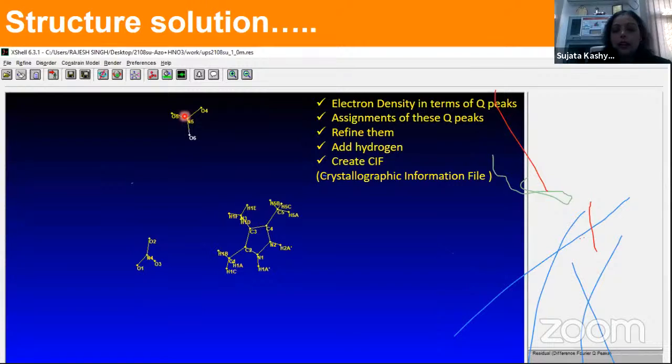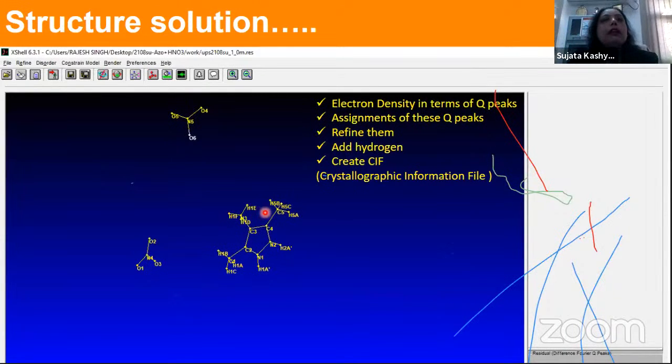Then we see all the Q peaks. Those Q peaks are nothing but electron density. Depending on what kind of reaction we did and what we are expecting in our product, we will assign those Q peaks as carbon, nitrogen, oxygen, or whatever atom we want. If we open the RES file, we'll see certain Q peaks, which are the electron density. Now we have to assign those Q peaks with our desired atoms, and we will label them, then refine them, and add hydrogen on those atoms.